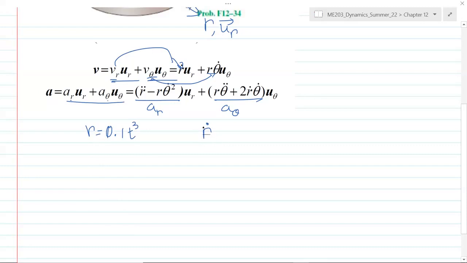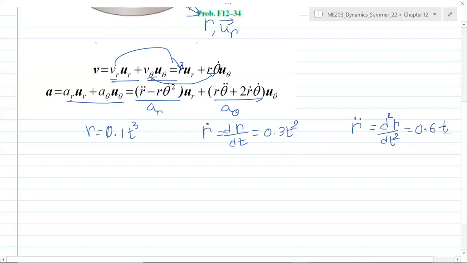So r dot is the derivative of r relative to time, dr by dt. So the derivative of this is 0.3 t square, and then we have r double dot, which is one more derivative of r. So it's d square r by dt square, the second derivative of the position, which is one more derivative of this term, and that is 0.6 t. Now we are calculating everything at a specific time, 1.5 seconds, because that is being asked in the question.